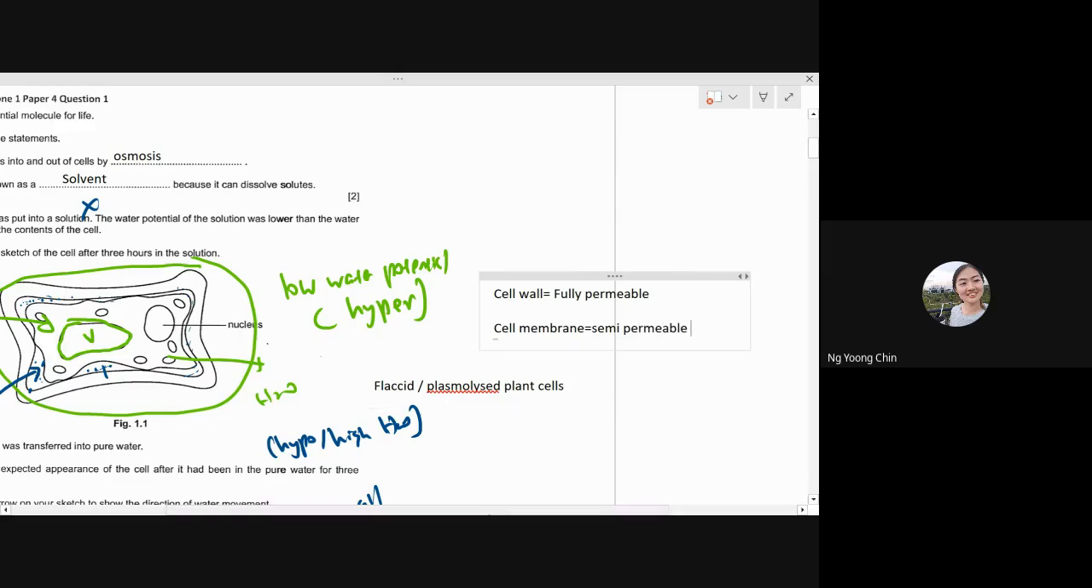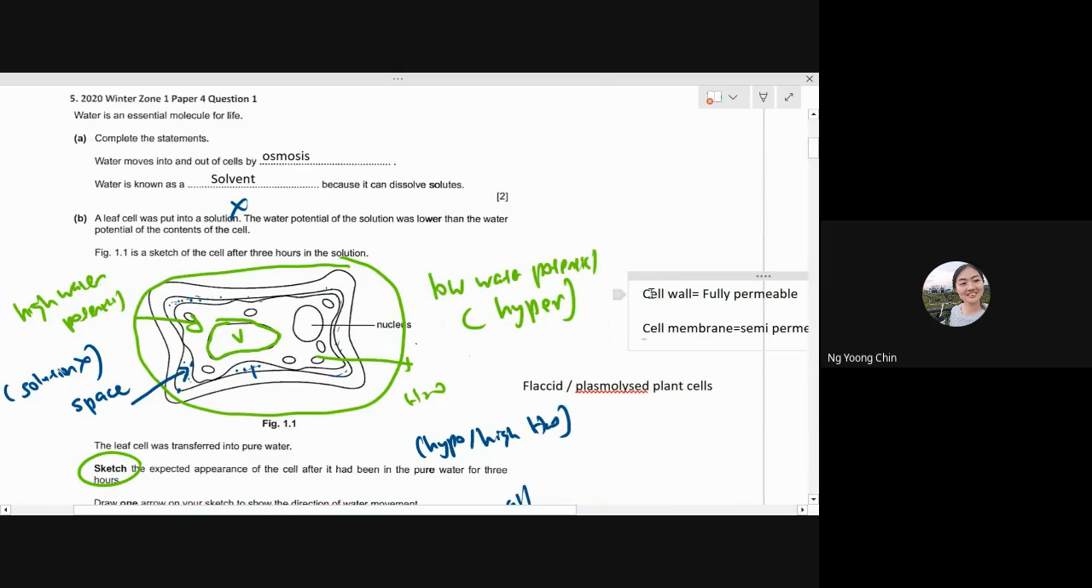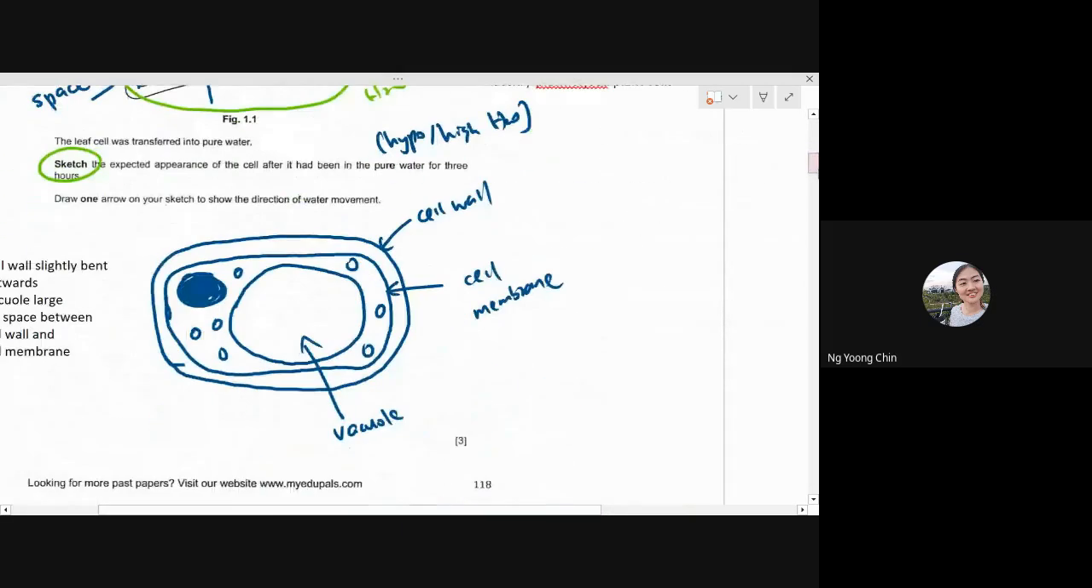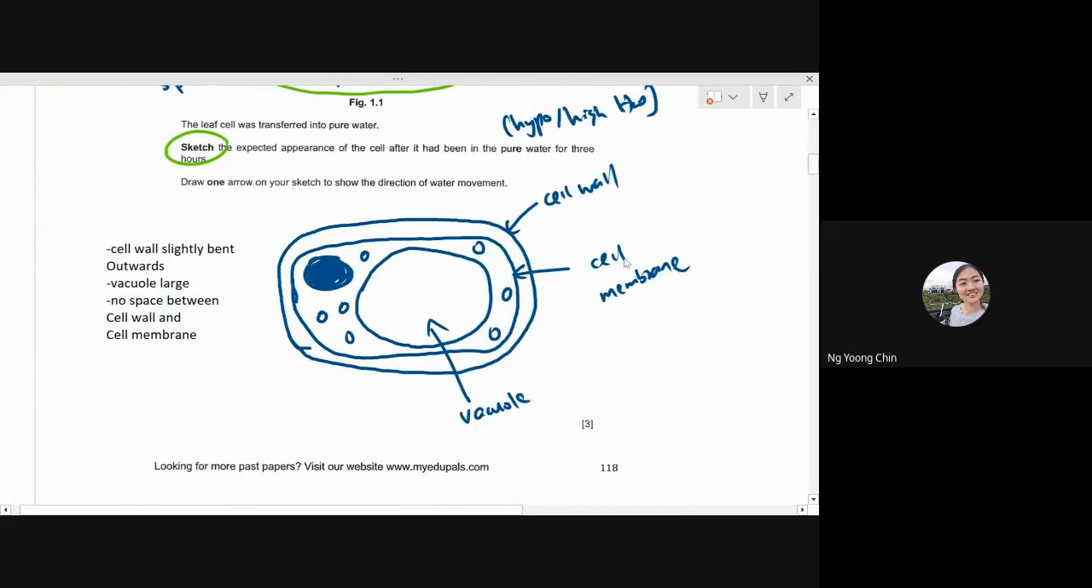Because the cell wall is fully permeable, it actually contains small holes, so they allow the external solution to flow inside and enter into the space. But the solution won't be able to enter the cell membrane, because the cell membrane is very particular. The plasma membrane is only permeable to certain types of molecules or ions. So that's the story. Okay, so this is the answer. You should draw it this way.